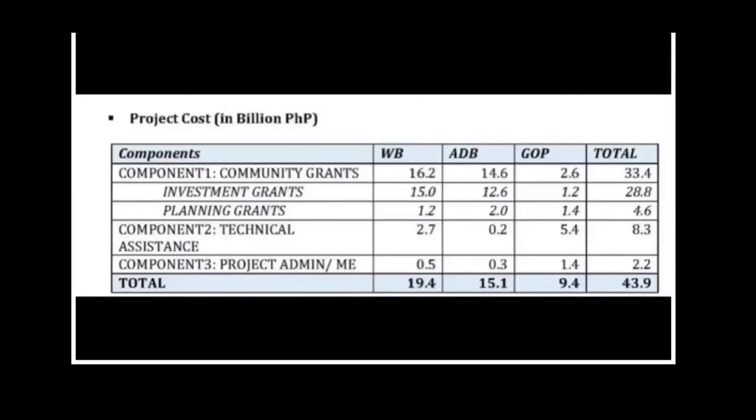And now, I will be presenting to you some graphs which show the total project cost. As you can see in this graph, it is in billion Philippine pesos, and it has its components. Component 1, which is the community grants, investment grants, and planning grants. Component 2, which is the technical assistance. Component 3, which is the project admin.